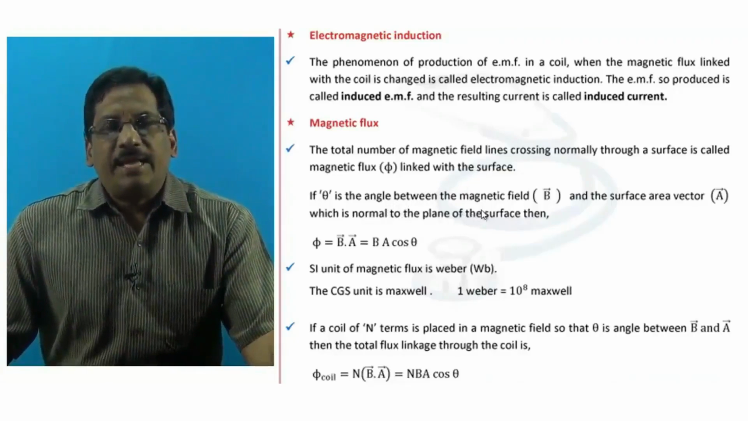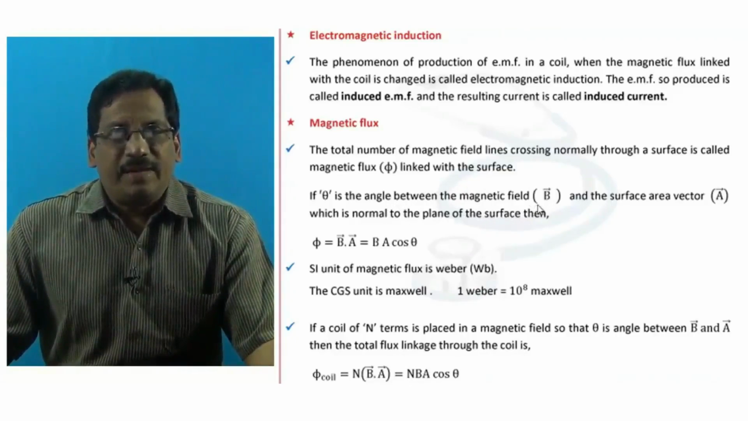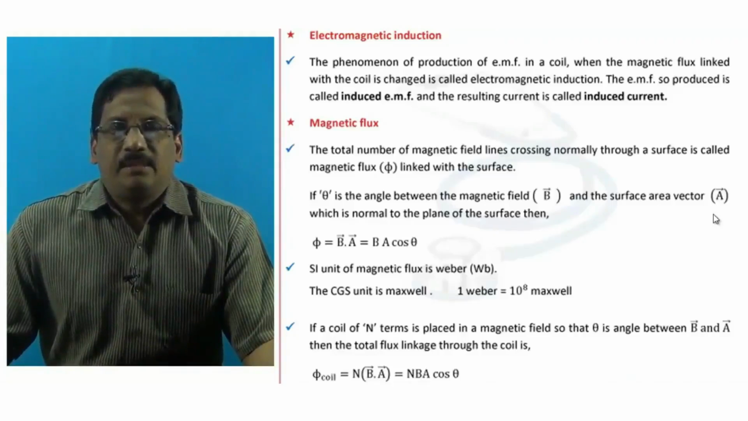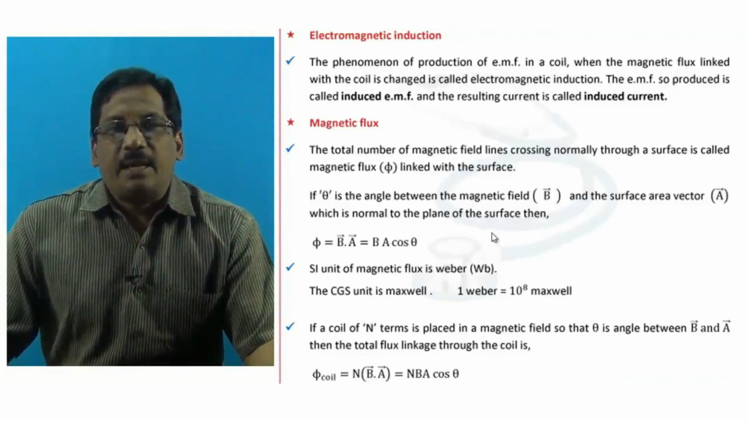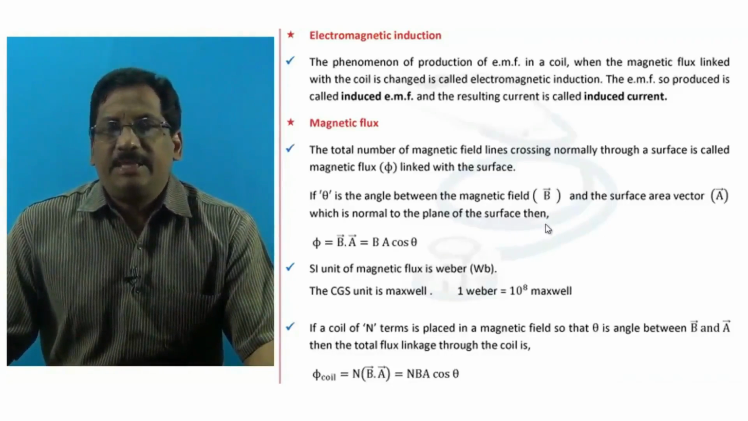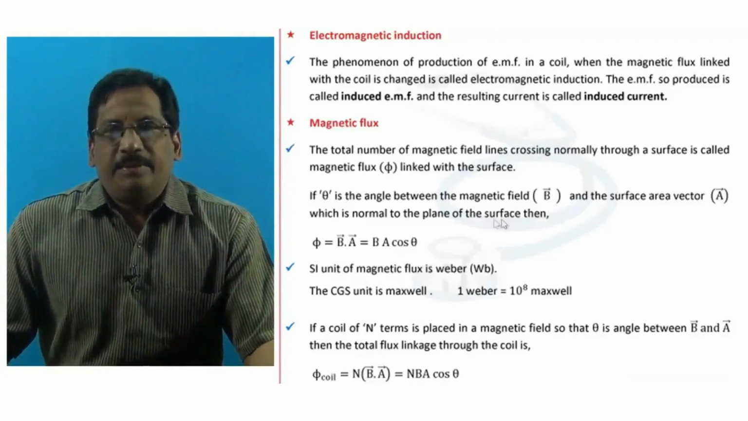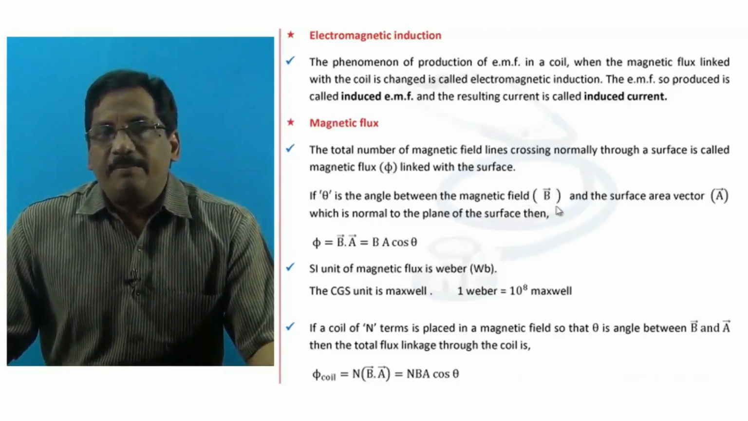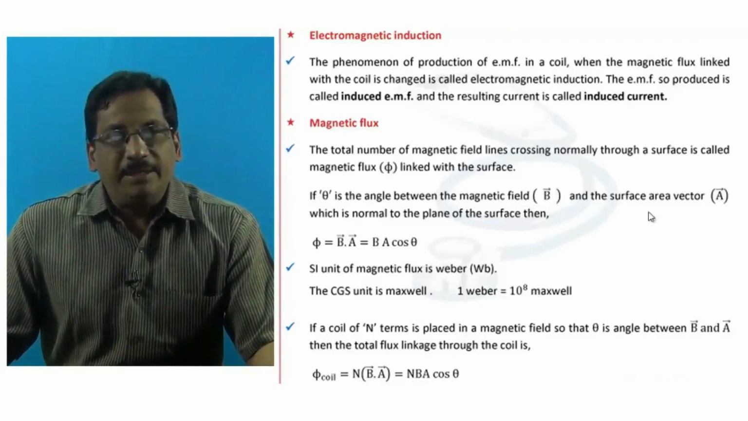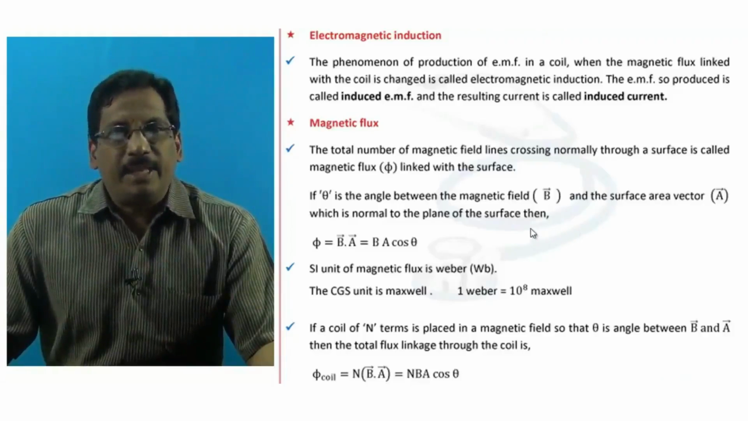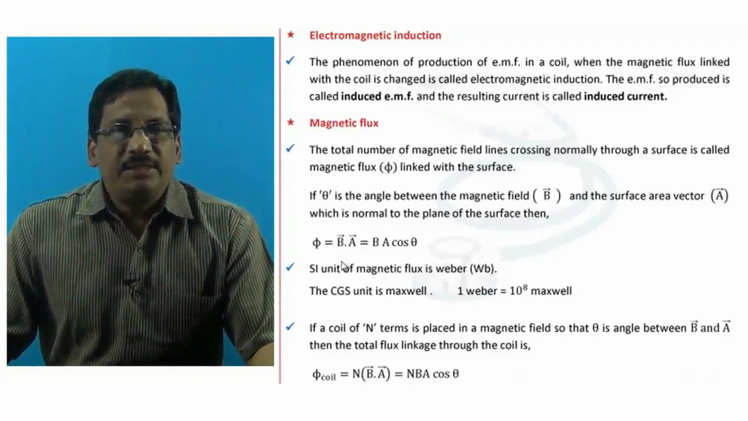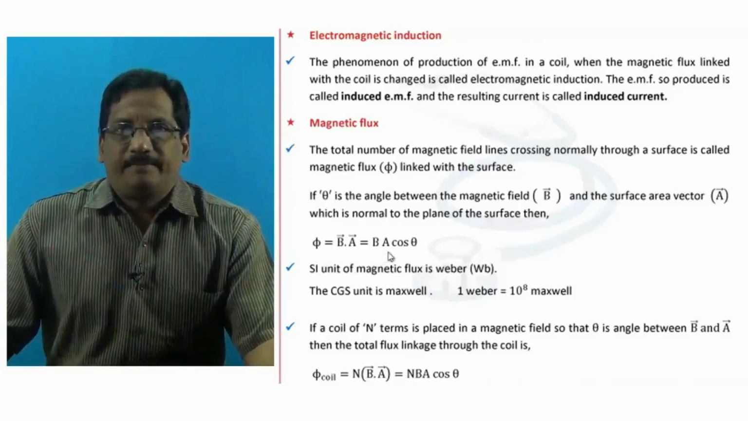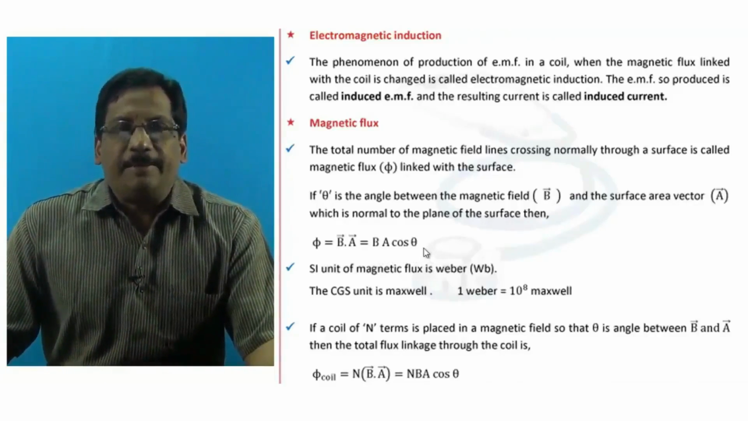If theta is the angle between the magnetic field induction vector B bar and the surface area vector A bar, you know that the surface area vector is taken normal to the plane of the surface, that is along the axis of the area. So if theta is the angle between the applied magnetic field induction vector B bar and the surface area vector A bar, then the magnetic flux linked with that surface is given such that phi equals B bar dot A bar, which is equal to BA cos theta.